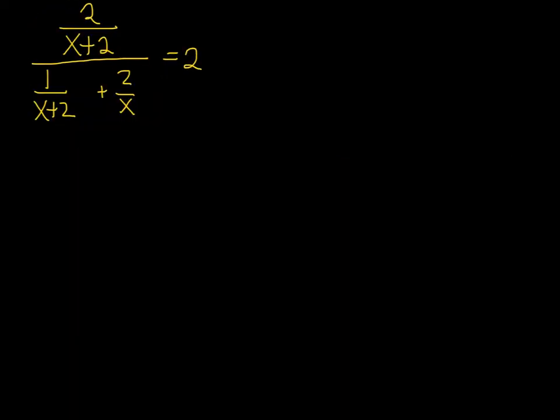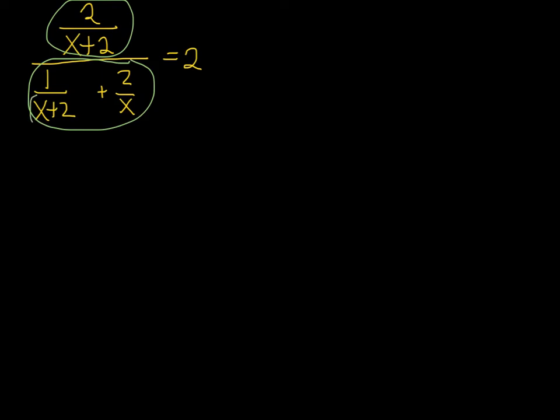Okay, this last example is a complex fraction, fraction in a fraction, and then we say equals 2. So remember the rules. We're going to simplify the top, which is already simplified. Then we're going to simplify the bottom. So we need to add 1 over x plus 2 over x, and then we will flip and multiply, and then after that we will solve.